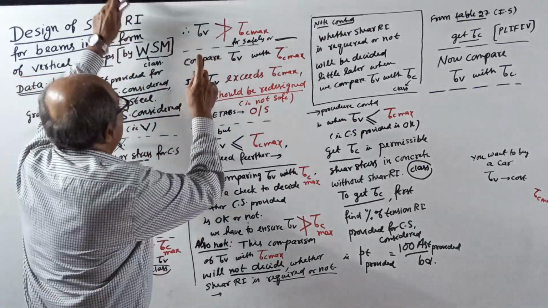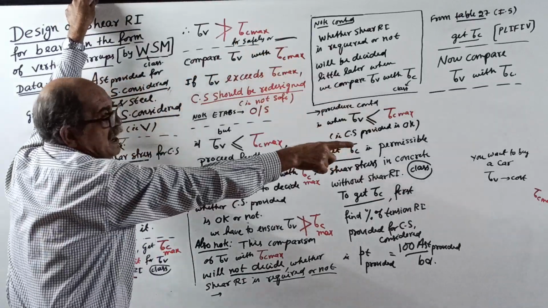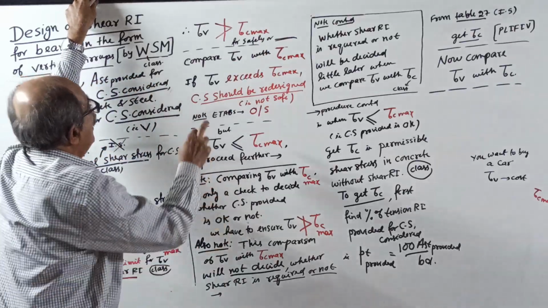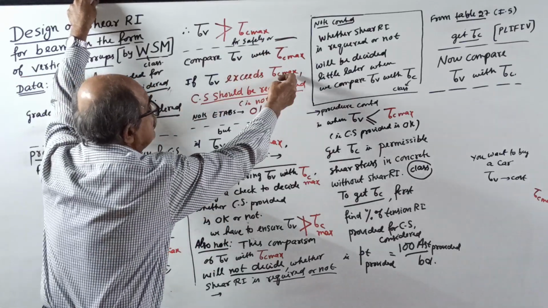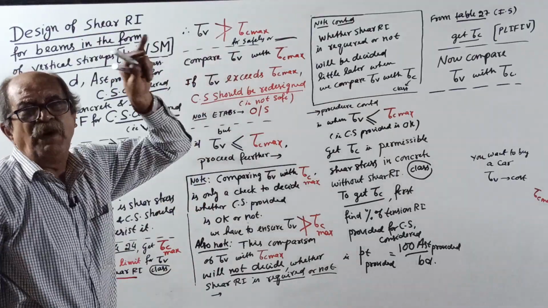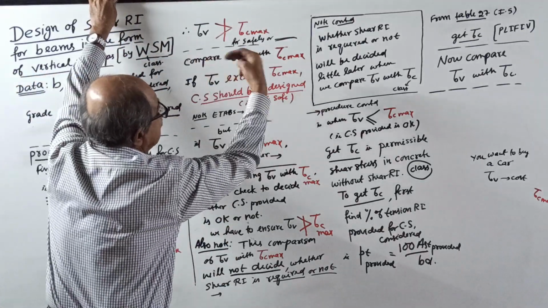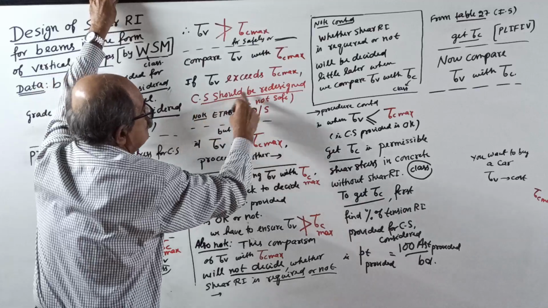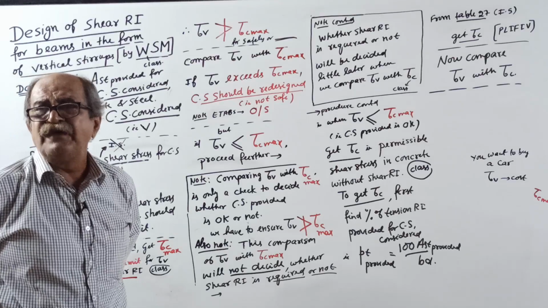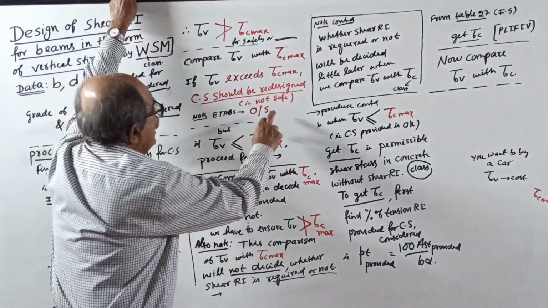Okay, now you got tau V. I will go to the money matter later. Compare tau V with tau C maximum. If tau V exceeds tau C maximum, as I just told, tau V should never exceed tau C maximum. In case your tau V exceeds tau C maximum, the cross section should be redesigned. You can write extra: the cross section is not okay, it is not adequate, therefore not safe.